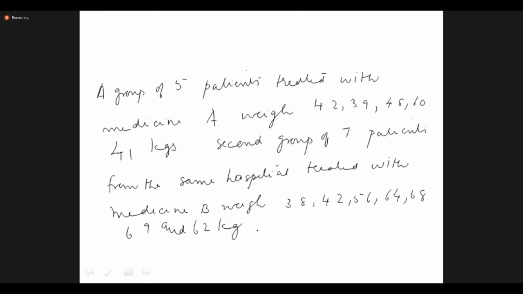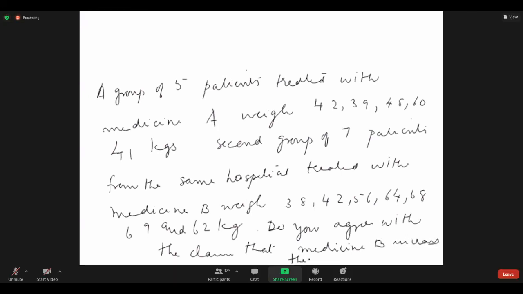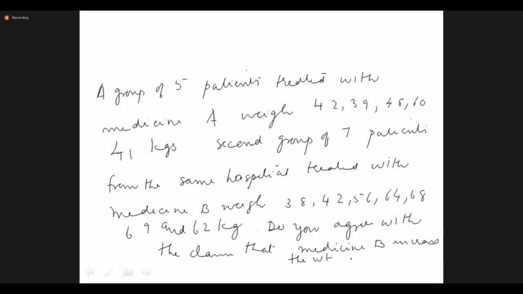Do you agree? These are all small samples, you should understand. We are using the t-test. Do you agree with the claim that medicine B increases the weight significantly?